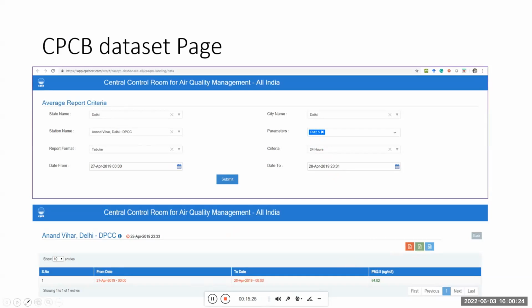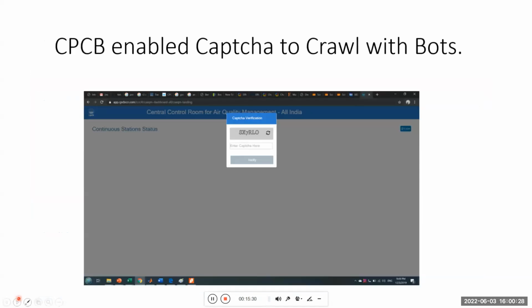But you need to come across many challenges, which I will show you in a few slides. First, whenever you refresh this page, you will have a captcha verification. If you make a bot which can do a captcha verification, that itself is challenging. So the first challenge which we met was enabling a bot to crawl through the captcha.